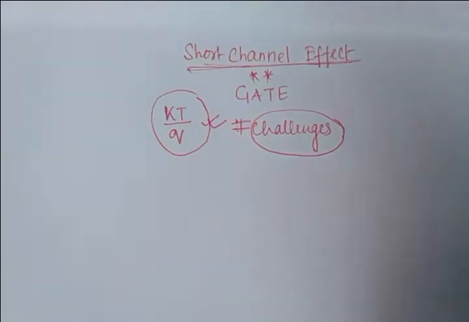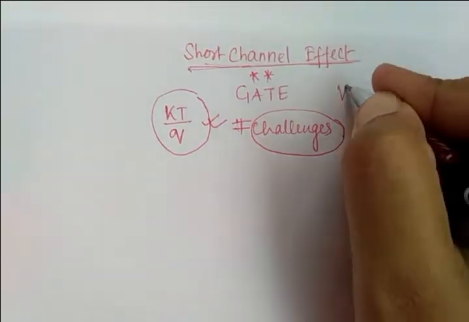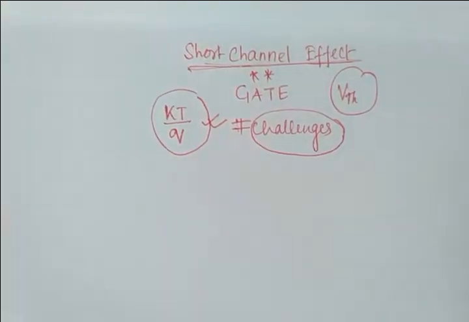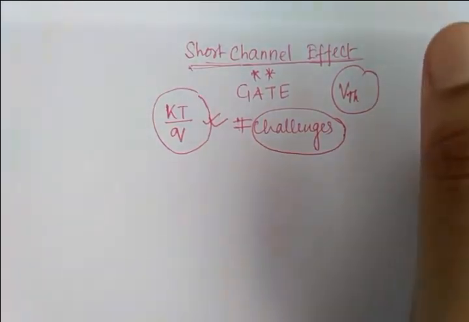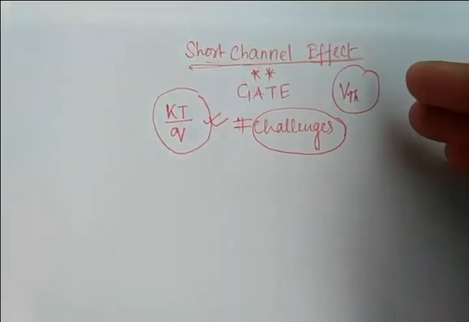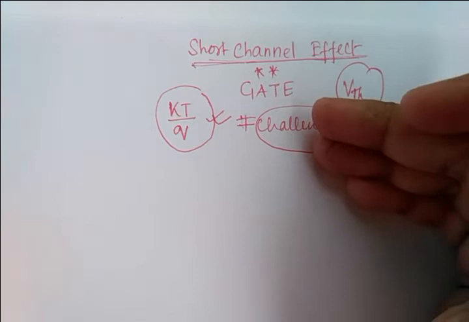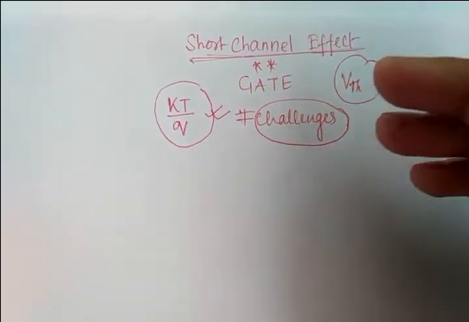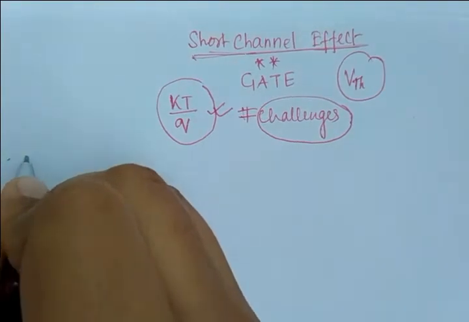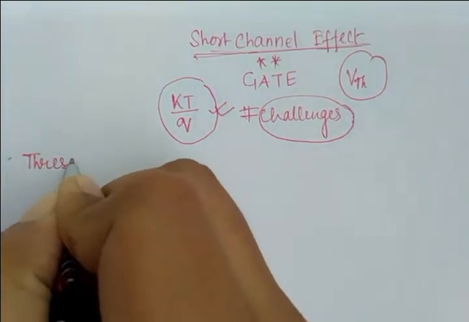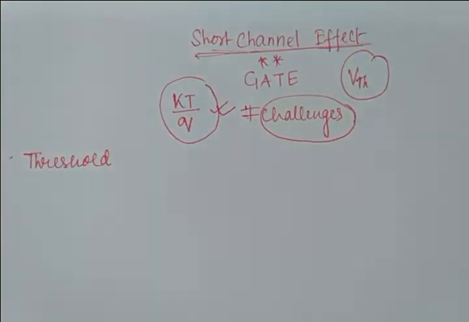Because of the threshold voltage. We all have knowledge of threshold voltage, which is denoted by VTH. This threshold voltage starts decreasing as transistor miniaturization starts in the micron range. Got my point? I am writing this point because it is a very important point.